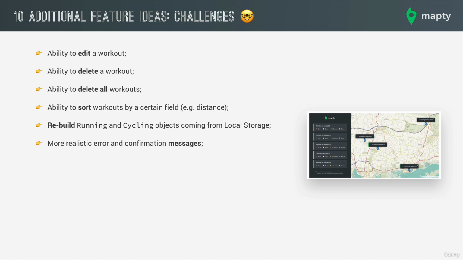Okay, so these are the easier ones. Let's take a look at a couple of hard ones. So first, you could add the ability to position the map so that it shows all the workouts. So let's say that you went to a different country and did some workouts there, and so your workouts are all over the map, and so therefore it would be nice to have a button which shows all the workouts on the map at once.